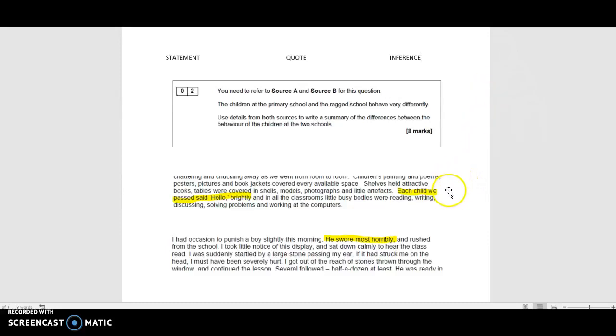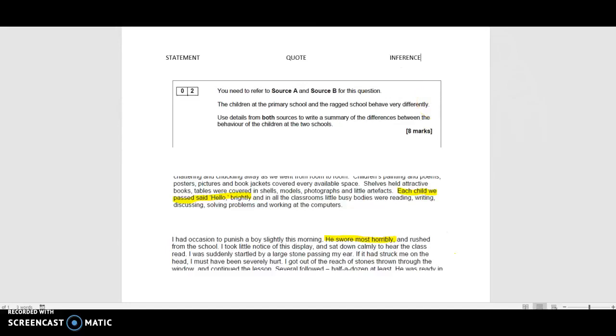So this little extract here is from source A, just to give you an example, and this one's from source B. So the focus here of our summary is on the differences between the behaviour of the children at the two schools. So I've highlighted a difference I've found here. In the first one, it says each child we passed said hello brightly. And in the second one, it says he swore most horribly, and he is a boy. It said, I had occasion to punish a boy slightly this morning, he swore most horribly. So I think there we've got an obvious difference in the behaviour.